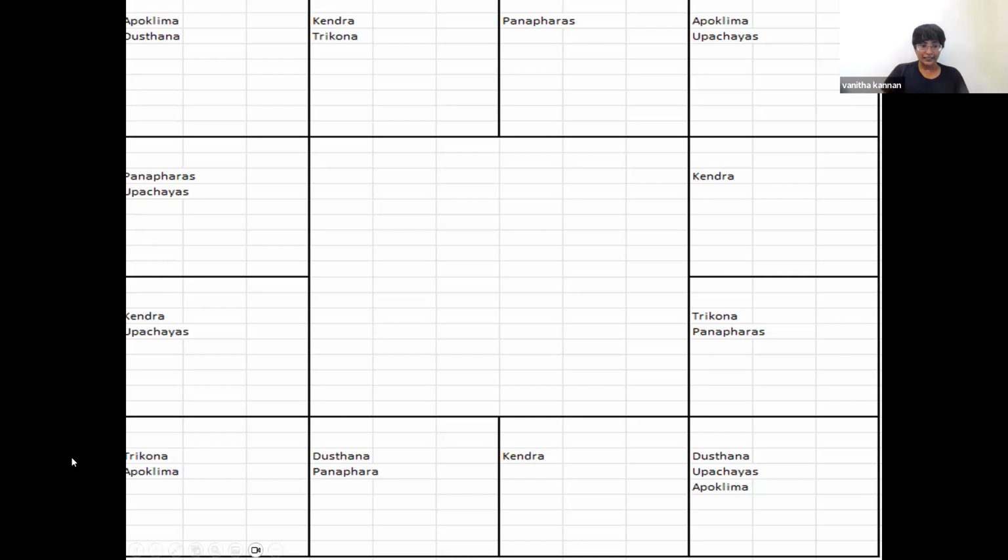Madam, in brief, what we have to do is mark the Kendra 1, 4, 7, 10, then 2, 5, 8, 11, then 3, 6, 9, 12, then 3, 6, 10, 11, and then the Dusthana 6, 8, 12. That's all, right? Yes, whatever chart we take, we have to mark all these things on it. The Trikona 1, 5, 9. Is it correct? Okay, correct, thank you.